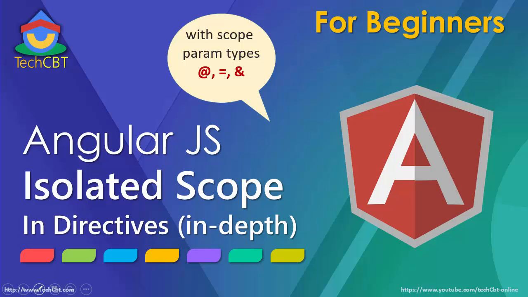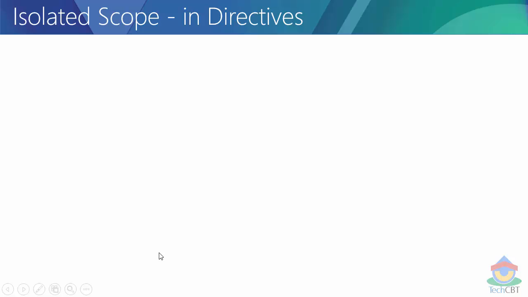In our previous videos, we already discussed shared scope and inherited scope available as part of AngularJS. Now it's time to learn about isolated scope in AngularJS and the two as part of directives. First of all, what exactly is isolated scope?